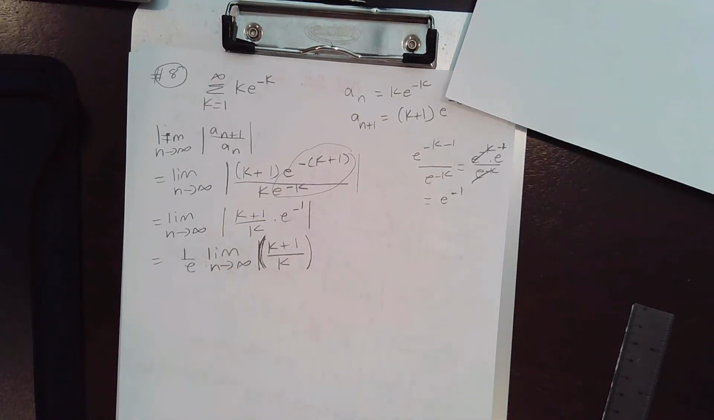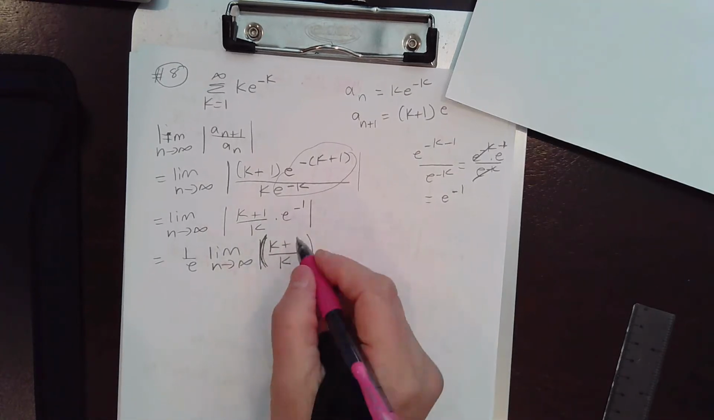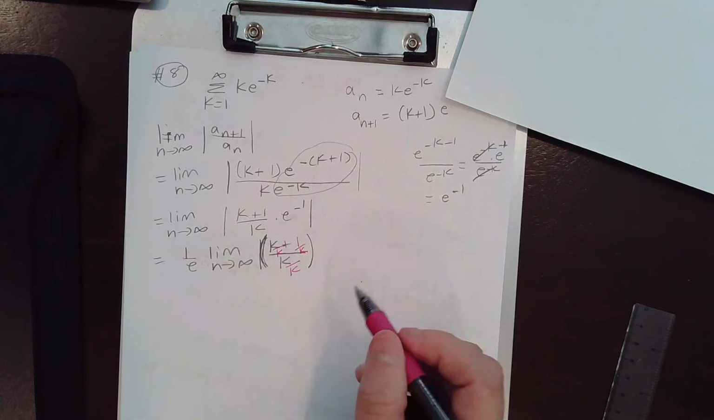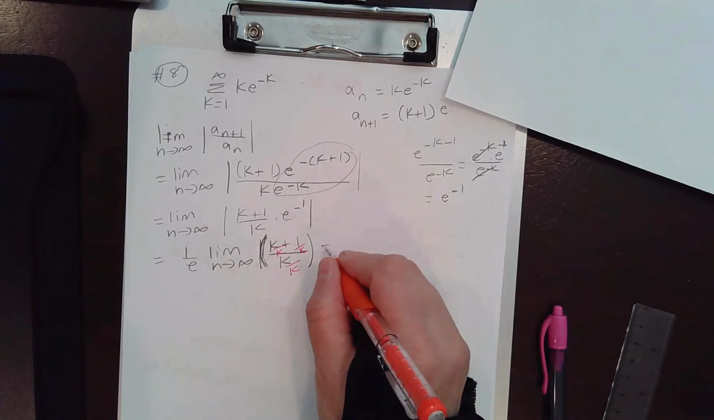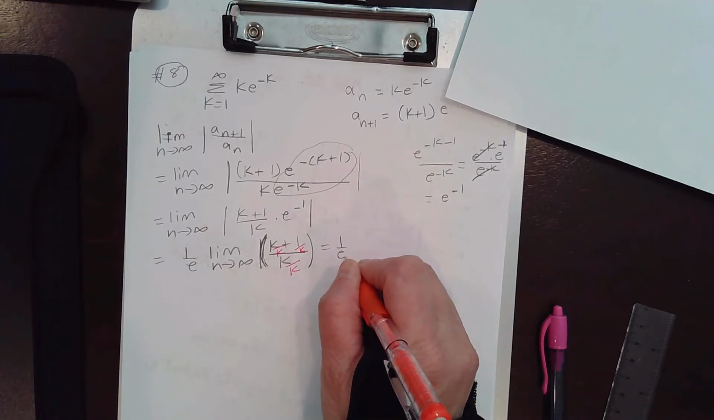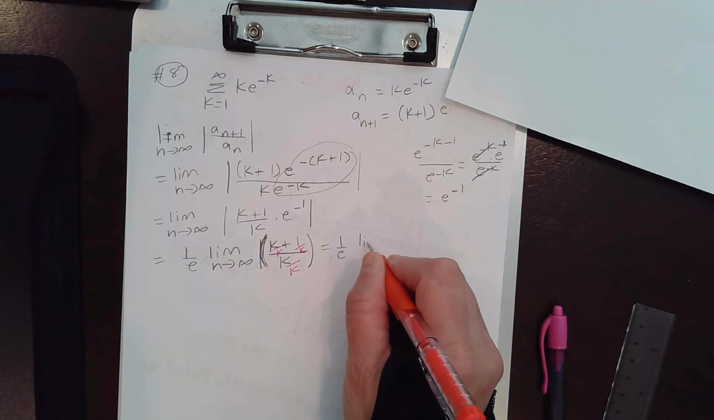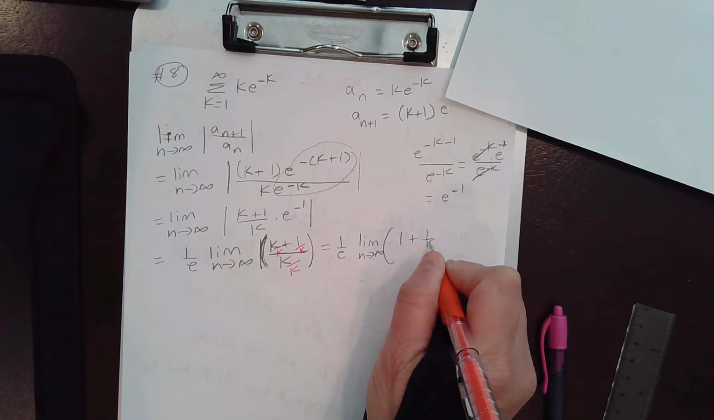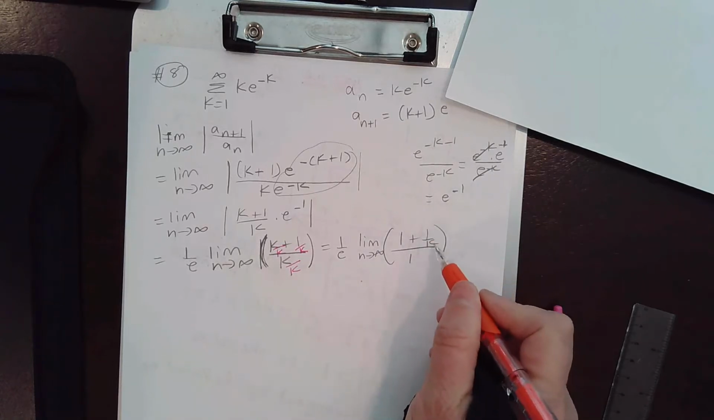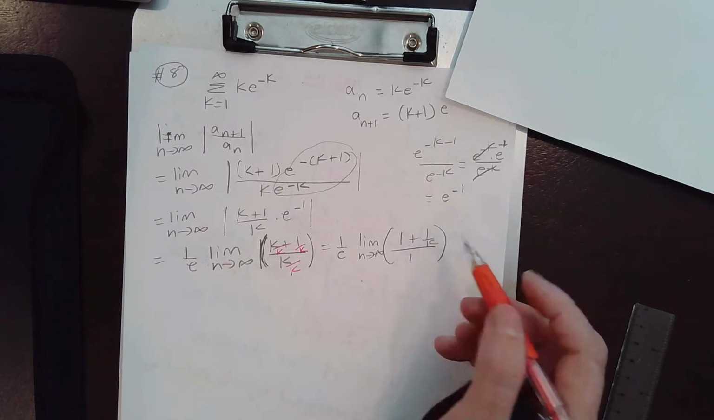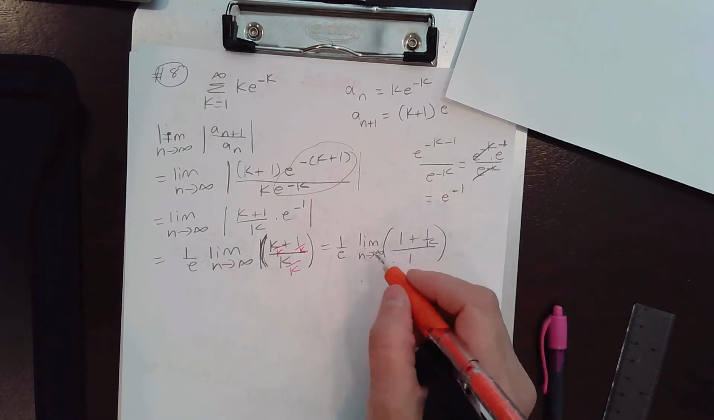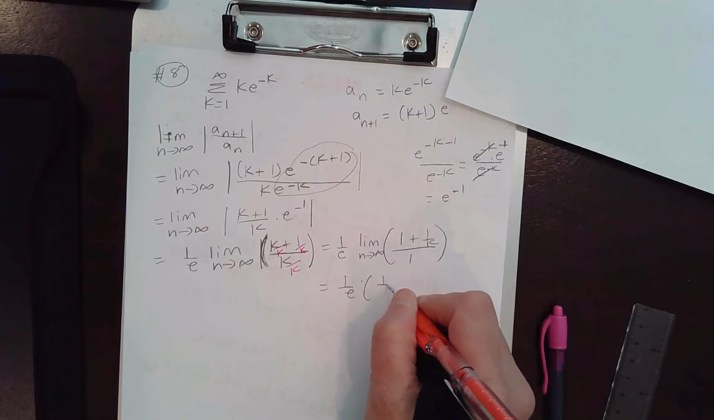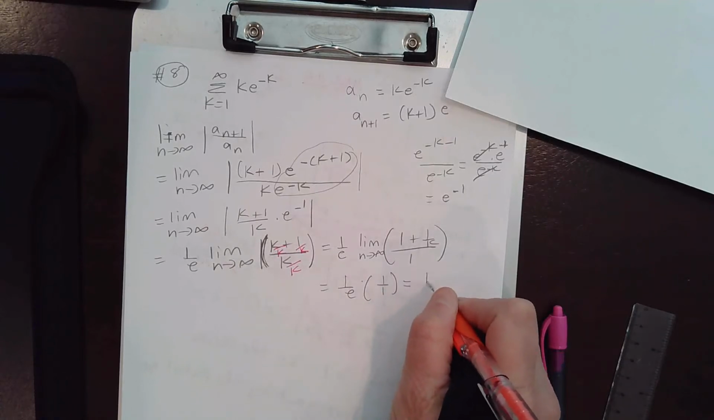Now, if we divide everything by k, what do you get? So you get 1 over e, and the limit as n approaches infinity of 1 plus 1 over k over 1. As k approaches infinity, this is going to become 0, right? And so what do you get? You get 1 over e times 1 over 1, or simply 1 over e.